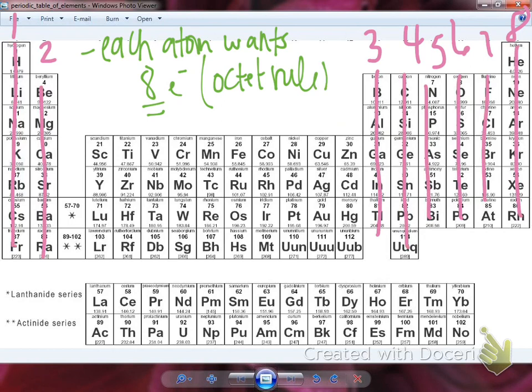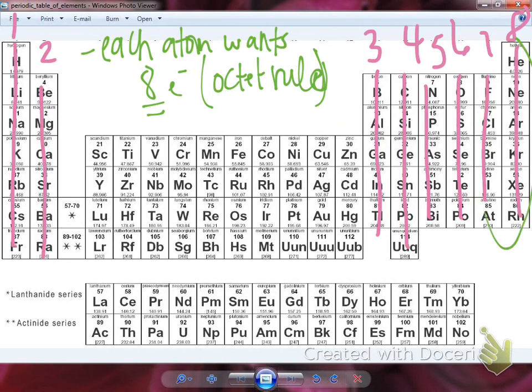We're going to talk a lot more about the Octet Rule a little bit later here, but essentially what we're looking for is each element would like to have 8 electrons surrounding it. Okay, so that it's complete. So our goal is 8.